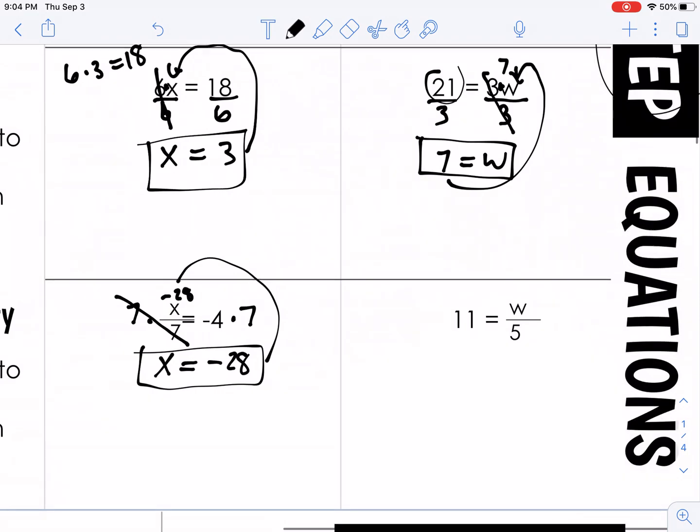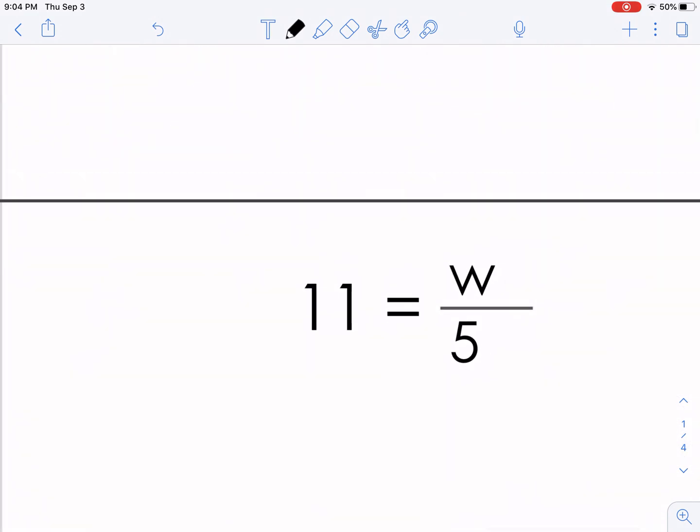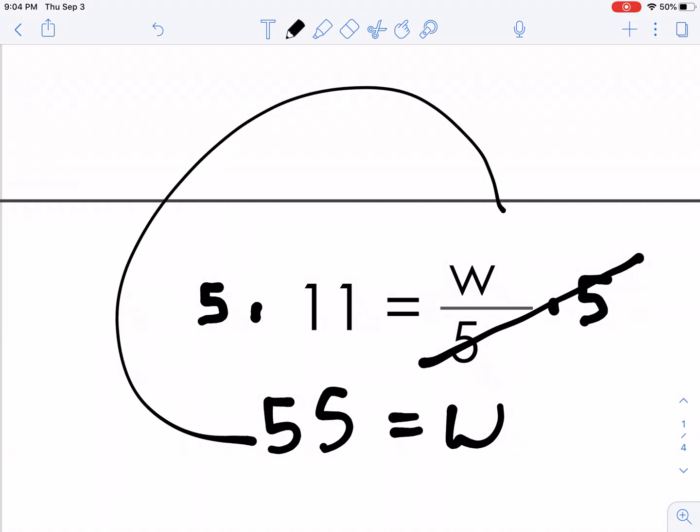Last one here, I have 11 is equal to w over 5. I need to get the variable by itself. How do you undo division? Multiplication. So I'm going to multiply by 5 to cancel out this inverse here. If I multiply to one side, I also have to do it to the other side. Multiplication property of equality. 5 times 11 is 55 equals w. So check, is 55 divided by 5 equal to 11? Yes. So this would be my answer.